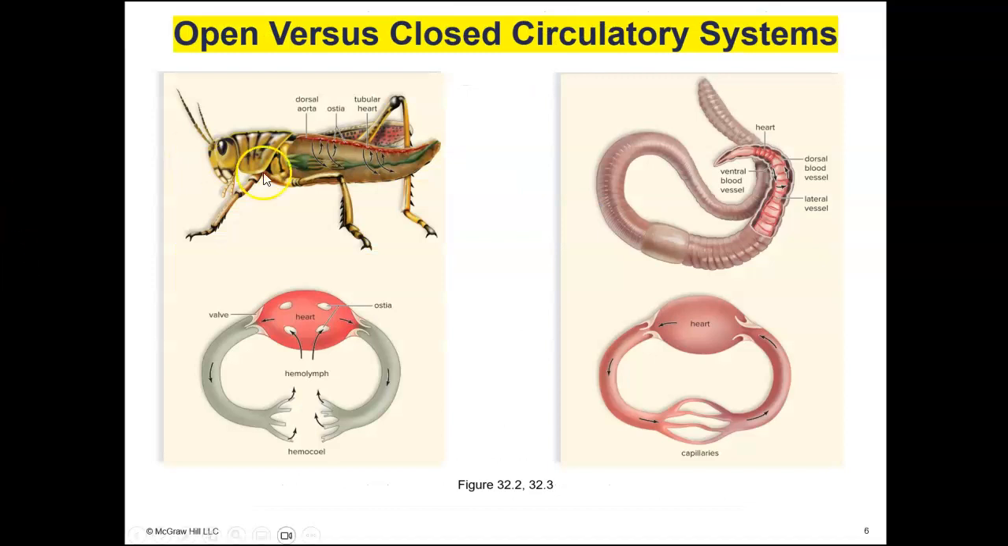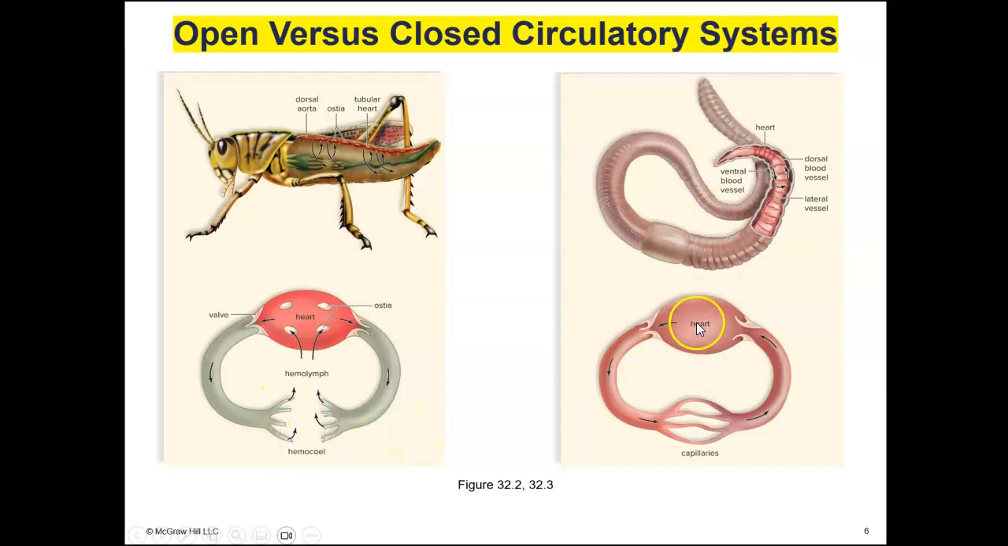A grasshopper has an open circulatory system. It has a primitive heart, and it has vessels that lead away from the heart. And that heart pumps hemolymph, and the vessels empty into an open space, into the tissues. So the blood does not come back to the heart. It does not remain enclosed within vessels.